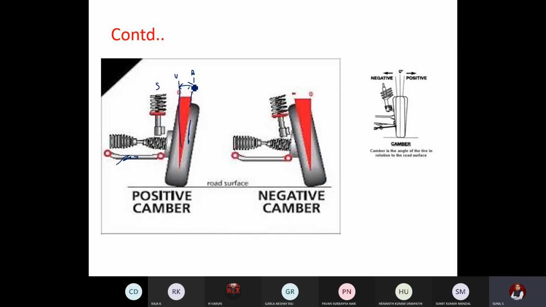Why? Because most of the time we drive the vehicle on a stable road and we don't go at very high speeds. Whereas in racing cars, you can observe this kind of structure. In racing cars, usually it will be tilted outwards. Negative camber will be given.